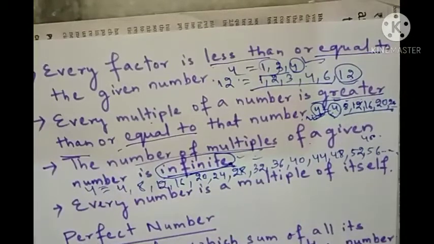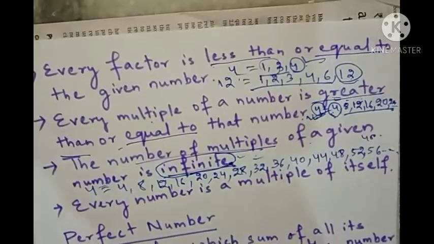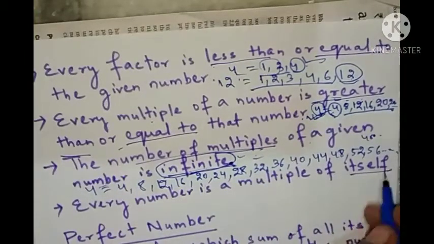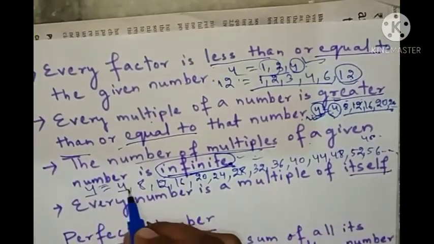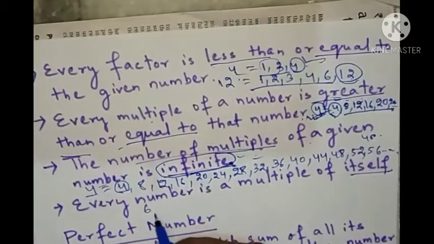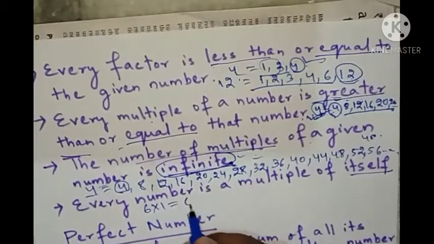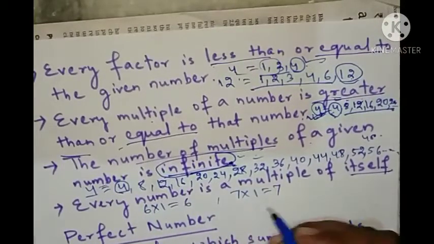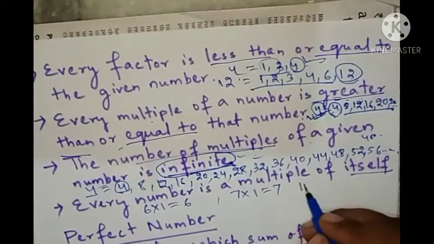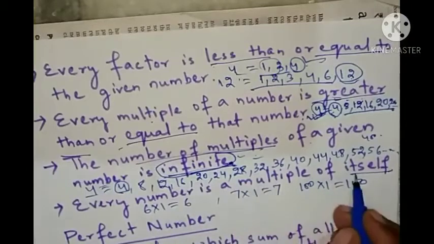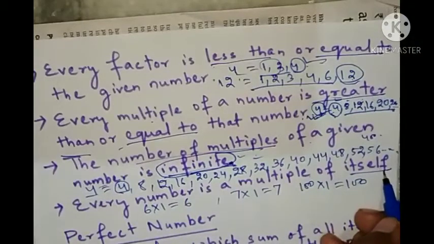Okay, next is what? Every number is a multiple of itself. Look here. 4 is a multiple of itself because you are multiplying by 1. 6 is a multiple of 6. 7 is a multiple of 7. 100 is a multiple of 100. So every number is a multiple of itself.